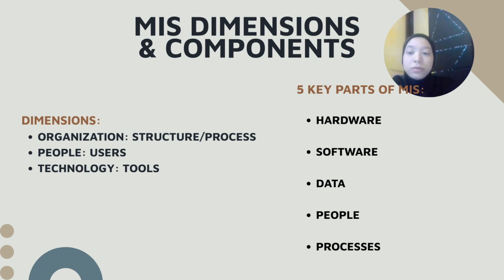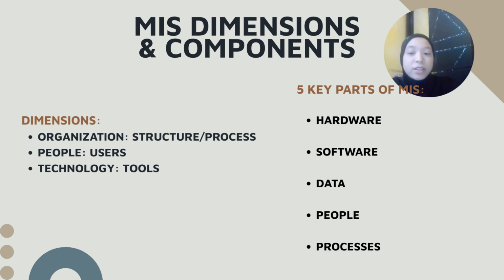So all five components must work together to create a successful MIS. For instance, if a company is using MIS for inventory management, the hardware is used to scan items, the software updates stock levels, the data tells us what is available, people analyze trends, and the process helps reorder supplies before stock runs out. So in short, MIS is not just a technology system.